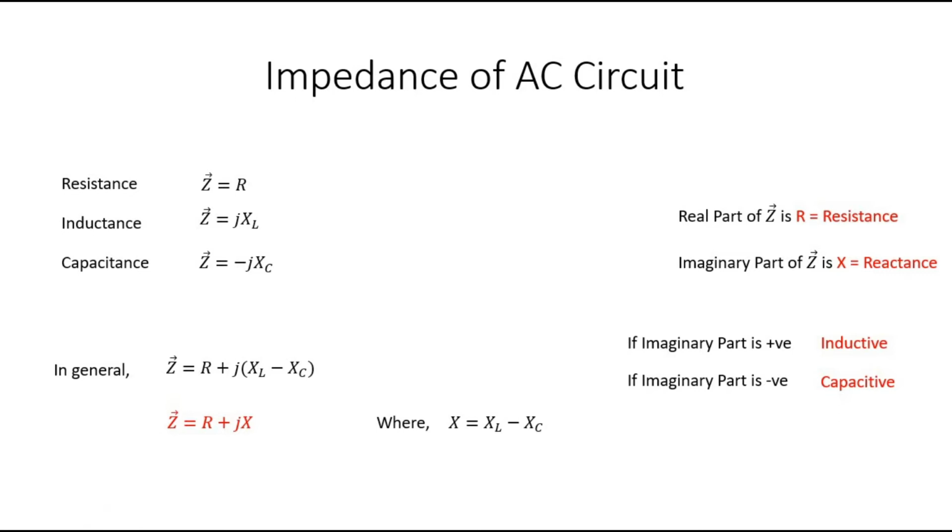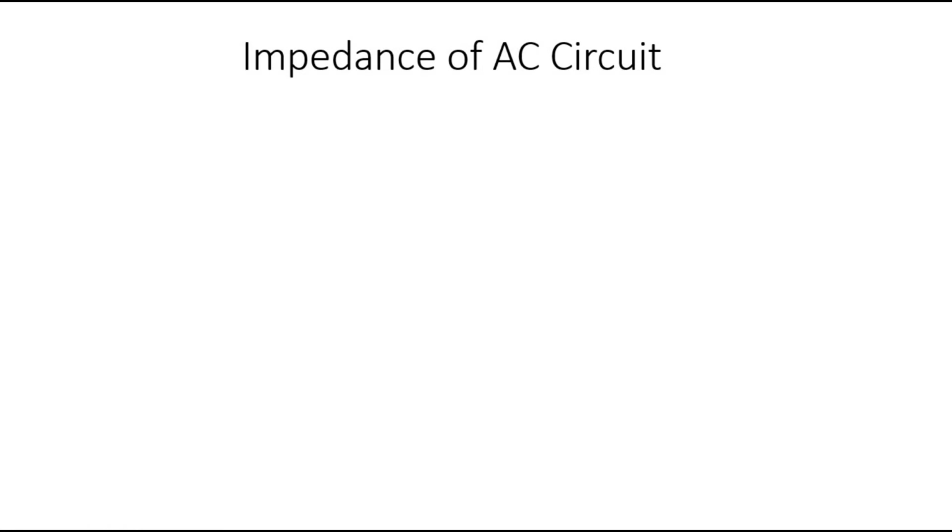This means we can easily find whether the circuit is inductive or capacitive by looking at the impedance. If the imaginary part is positive, it will be inductive. If it is negative, it will be capacitive. Again, we have Z equal to R plus jX. This is the general form of Z. So we are generally representing Z in rectangular form, real part plus j imaginary part.